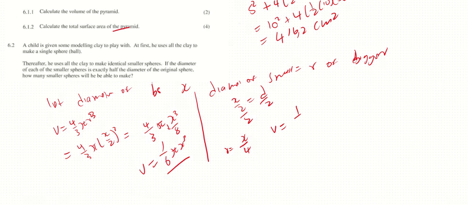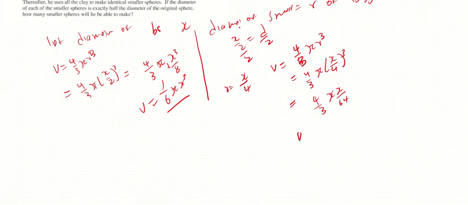So the volume is 4 over 3 π r cubed. In this case, it's 4 over 3 π times x over 4, cubed. So now we are going to just work on that. The cubed, which is 64, so it's 4 over 3 π x cubed over 64. So it's 4 over 3 times 1 over 64. Just working with the numbers, the volume is going to be 1 over 48 π x cubed.